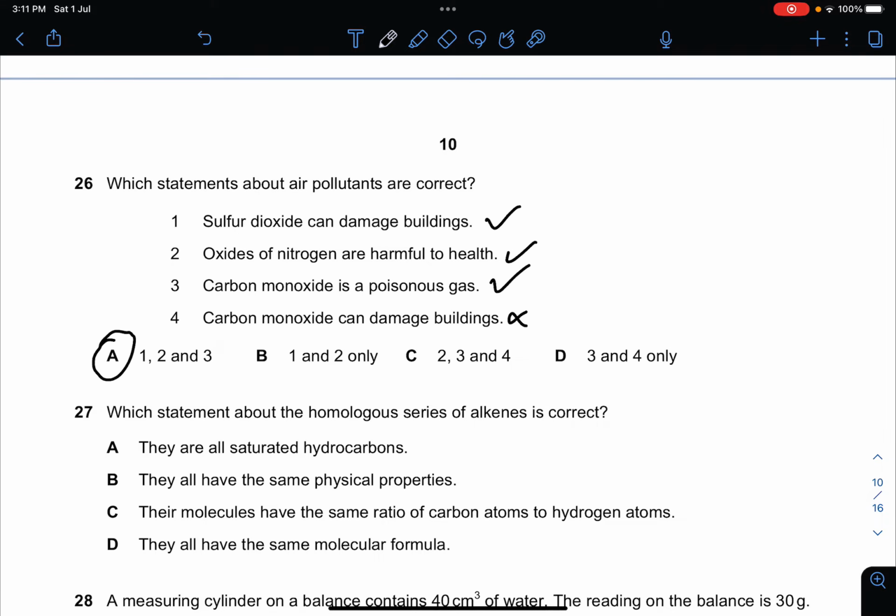Okay, which statement about the homologous series of alkenes is correct? They are all saturated hydrocarbons? Nope. They all have the same physical properties? Nope, they have similar ones. Their molecules have the same ratio of carbon atoms to hydrogen atoms, correct. Why? Because C2H4, when you break it down, its ratio will become the same later on. They all have the same molecular formula? No, they don't.